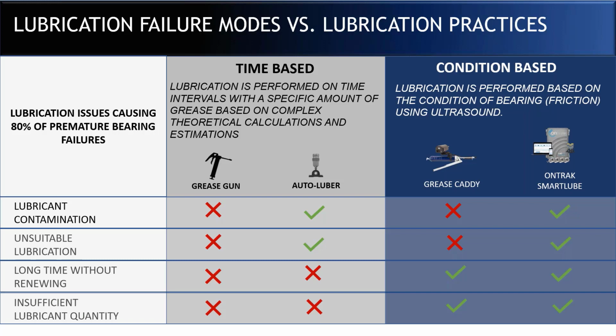We're listening to that bearing as grease is entering that bearing, but of course, you still have the issues you can have with the grease gun. So what we've done with the OnTrack Smart Lube is merge the benefits of the grease caddy and the single point lubricator together.